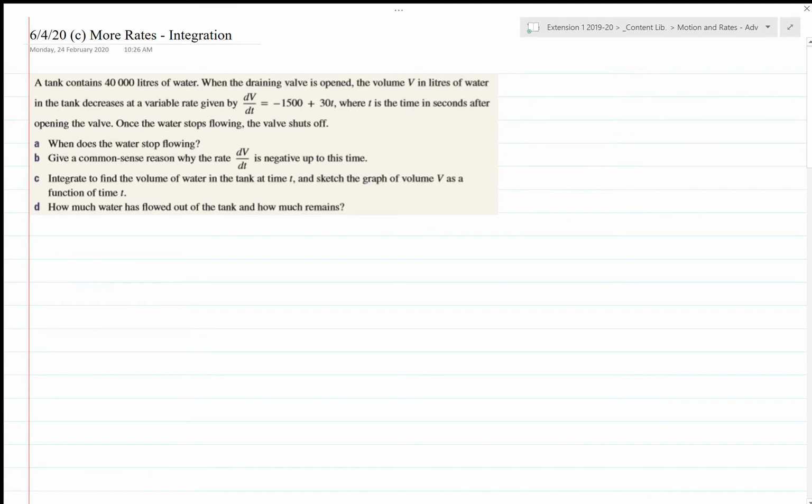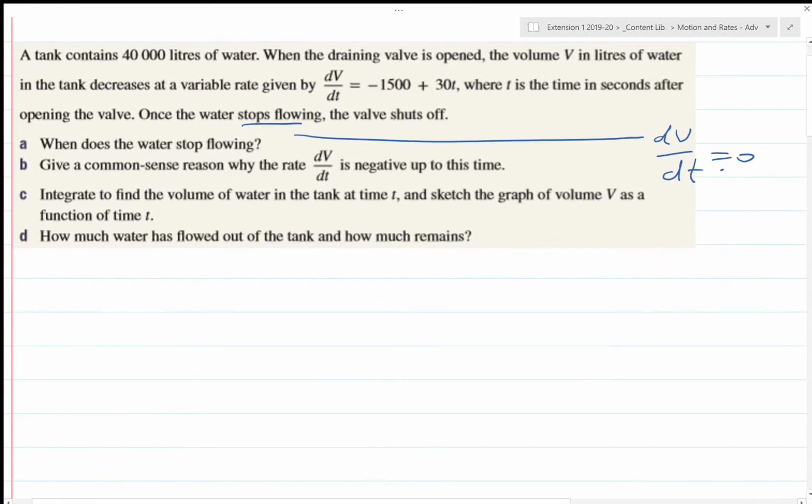So I've got a water tank, and when the draining valve is opened, the tank decreases at a variable rate given by this. T is the time in seconds since I opened the valve. When the water stops flowing, the valve shuts off. So when V dash T is 0, the valve shuts off. When does the water stop flowing?